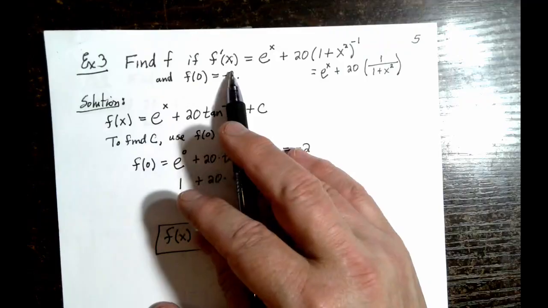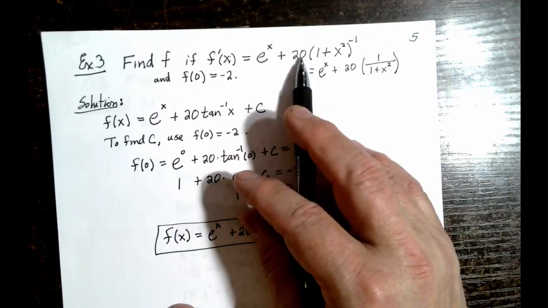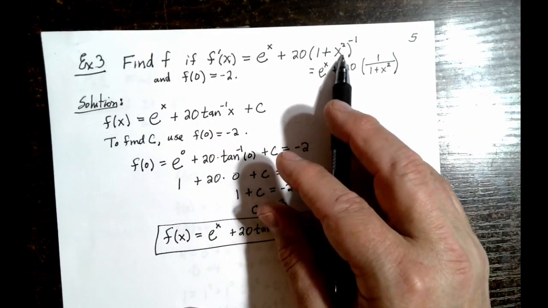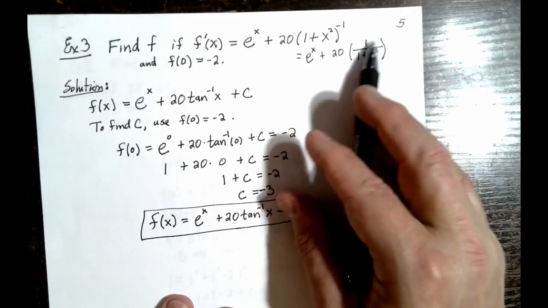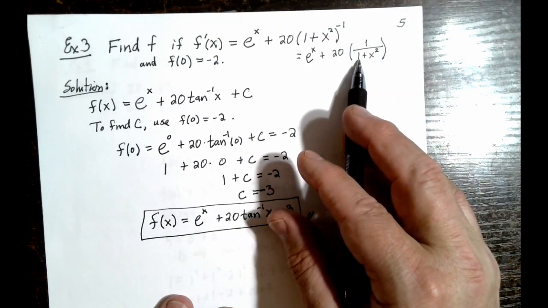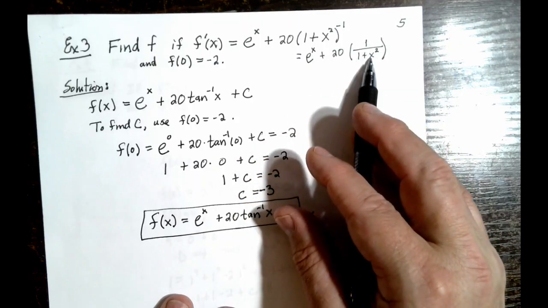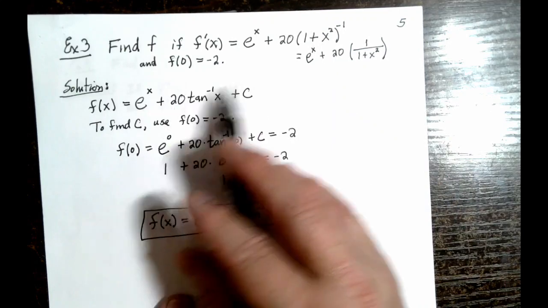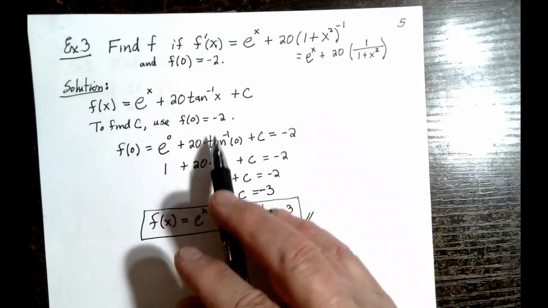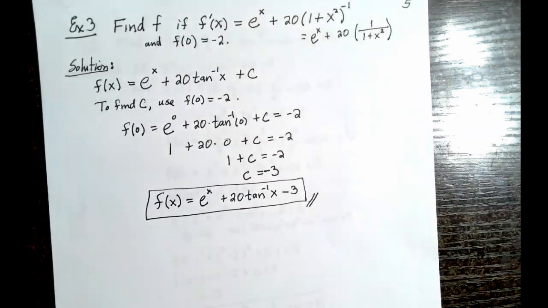Alright, find f if f prime equals e to the x plus 20 times (1 plus x squared) to the negative 1. Well, if you write that in this form, it's easier to see what this is. This is tan inverse, that's just the derivative of tan inverse. So when you do the antiderivative, you get tan inverse, and when you do the antiderivative of e to the x, you get e to the x, and you've got to tag on that plus C.